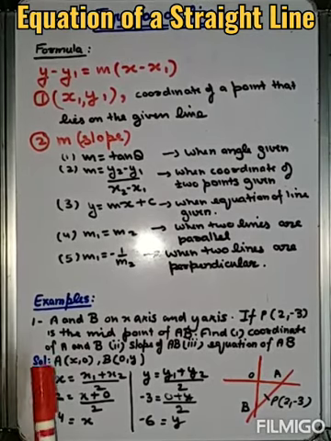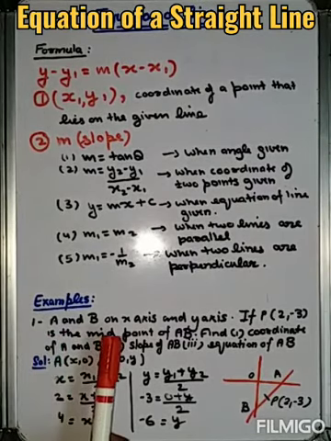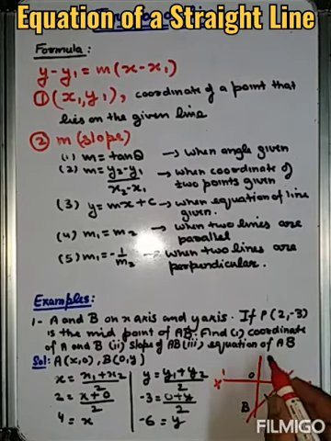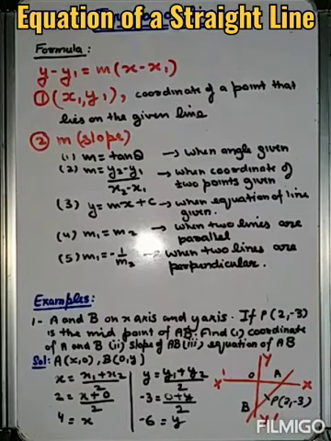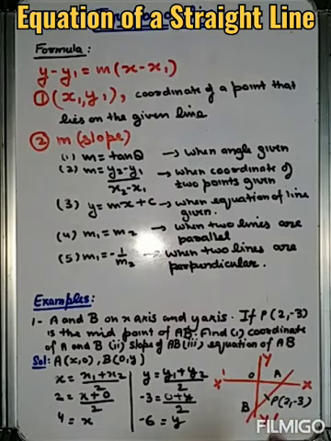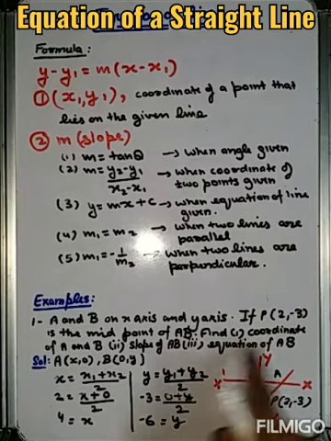Suppose A and B are on the axes. Suppose this is x-axis and this is y-axis. So A point and B point are on the x-axis and y-axis respectively, and the coordinate of P is given, (2, -3). P is given to you, and this is the midpoint of AB. Find the coordinates of A and B.